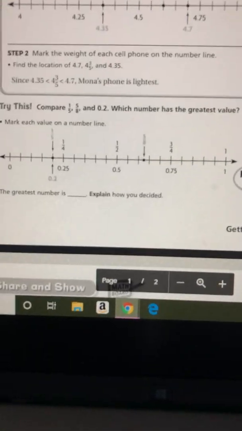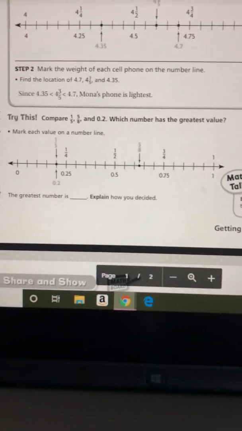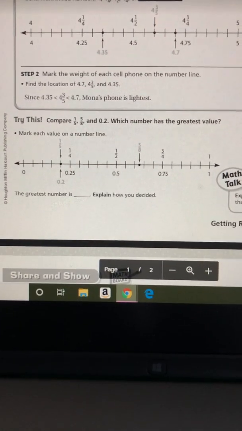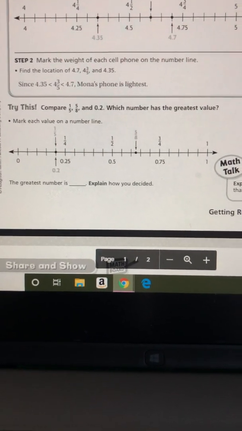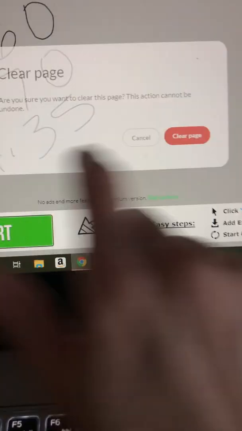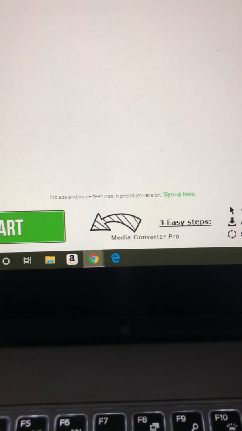Try this. Okay, compare 1/5, 5/8, and 2/10. Which number has the greatest value? Obviously, looking at the number line, you can tell right away which one has the greatest value, but let's practice that arithmetic one more time. Let's erase everything, clear your page, get rid of this ad.